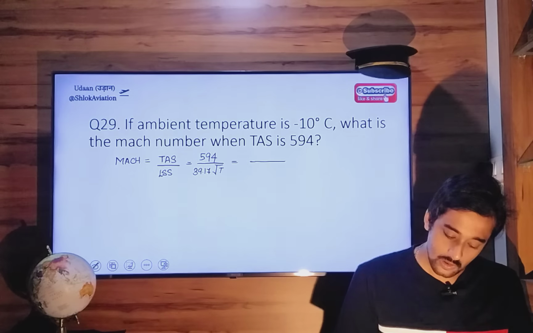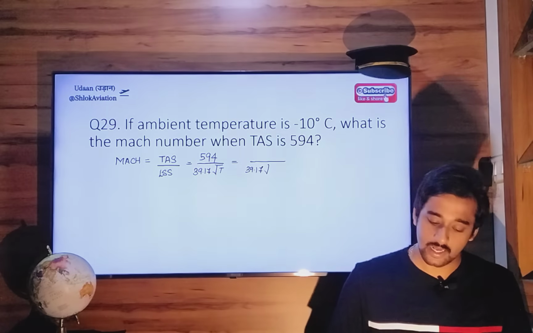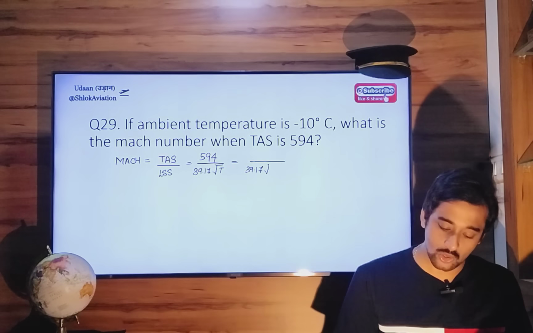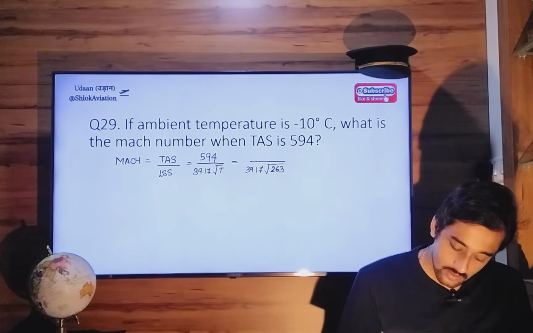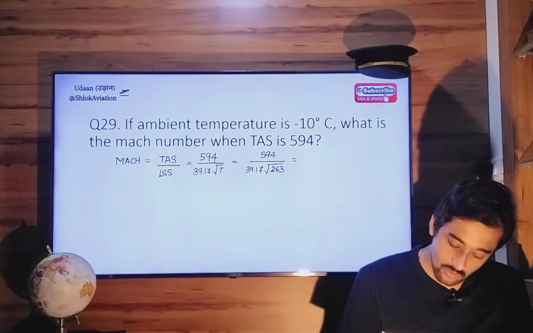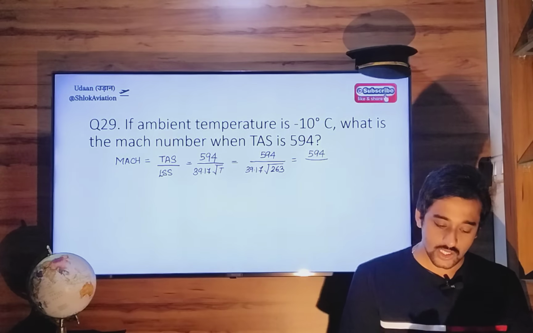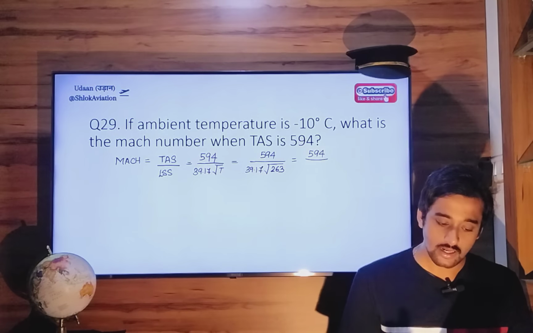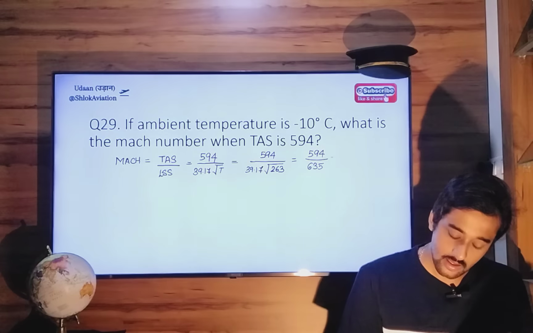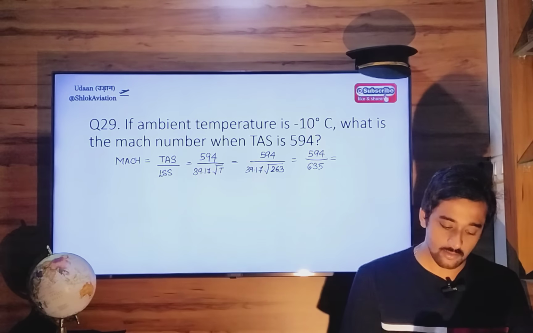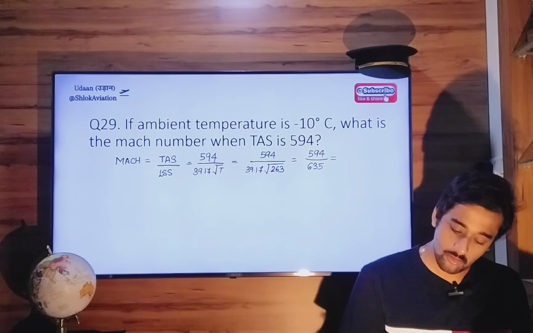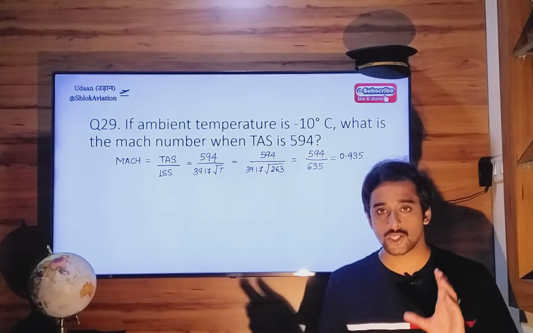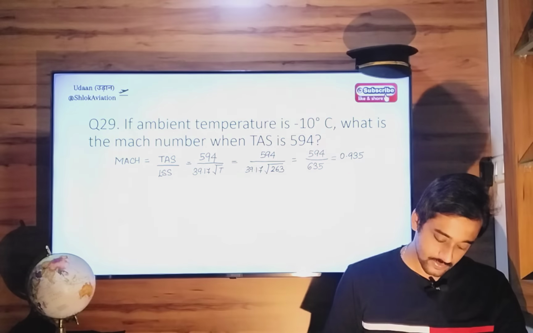So that is equal to 39.17 square root of minus 10 degrees Celsius plus 273, which is 263 Kelvin. Square root of 263 multiplied by 39.17 is 635. So 594 divided by 635 is 0.935. Okay, so select that option which is closest to this value. Question 30.